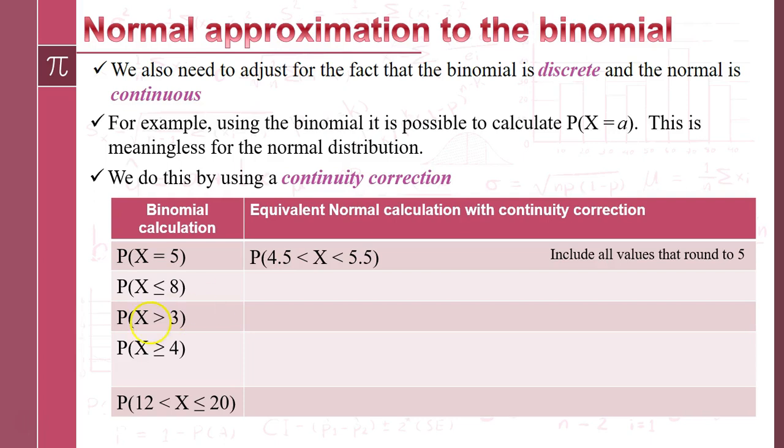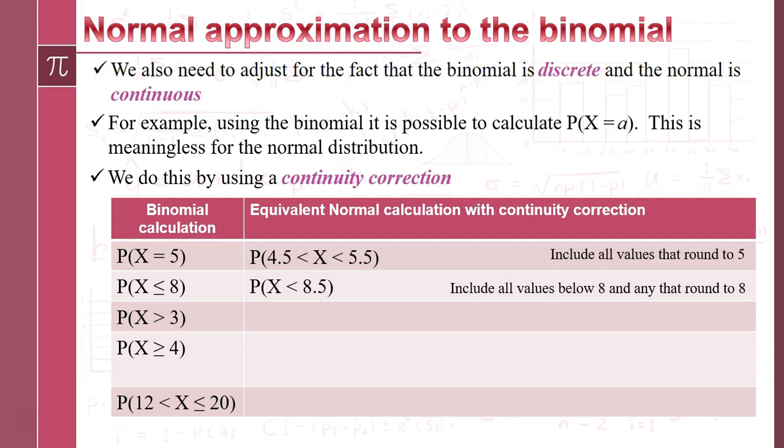But let's carry on. Let's have a look at the next one. We want the probability that x is equal to or less than 8. So 8 needs to be included. So we need to do anything that would round to 8 and anything down. So that's why I'm going x less than 8.5.